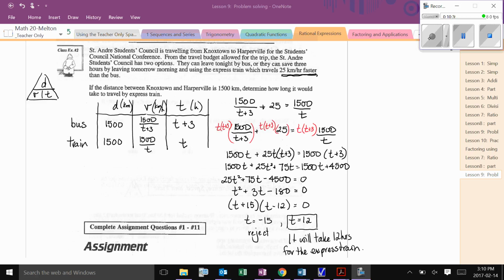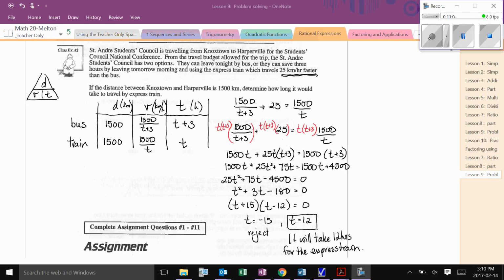Remembering that a quadratic equation most easily can be solved by factoring if it can factor. Otherwise, we'll head over to the quadratic formula. We'll start by dividing 25 out of every single term, as well as the right side. So t squared plus 3t minus 180 is equal to 0. Let's see if we can factor that. We can, of course, and that is t plus 15 times t minus 12, and that equals 0.